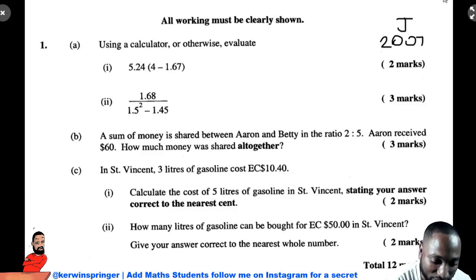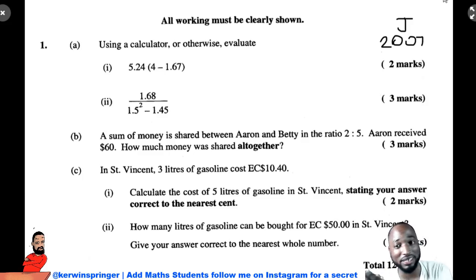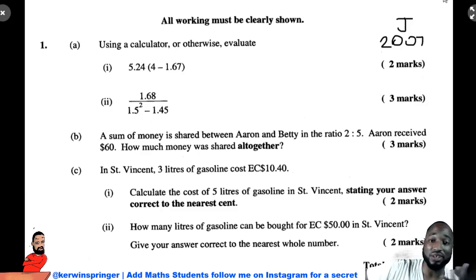Alright, so 5.24 into 4 minus 1.6. So we have some calculator stuff there. Now, the trick with this question is to make sure that they don't say put it to some decimal places, or that they don't say put it to significant figures, or express your answer in standard form. So I should be seeing answers popping up by now. Number 1A part 1. Take out all your calculators and start to give me some answers.